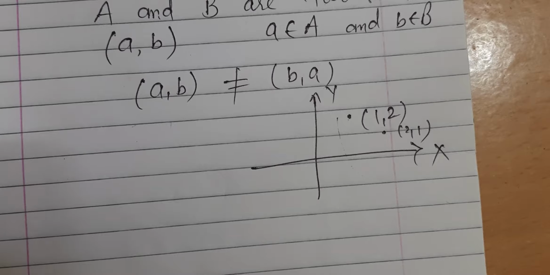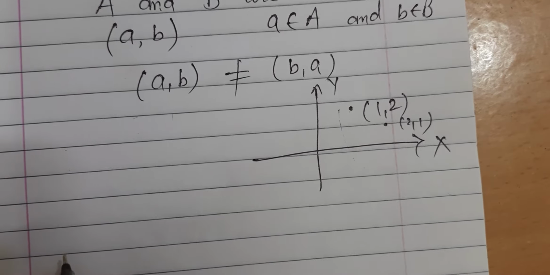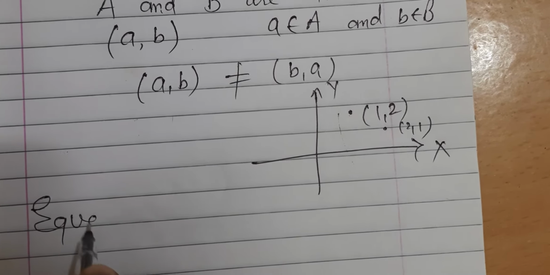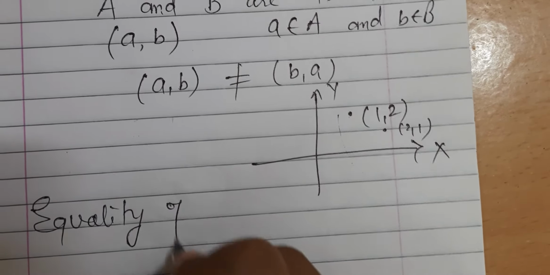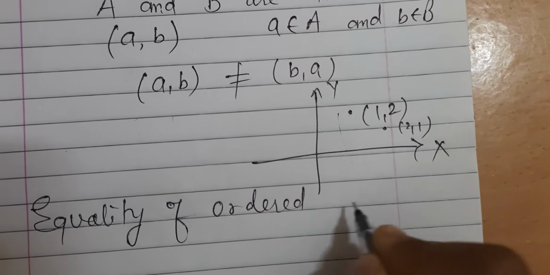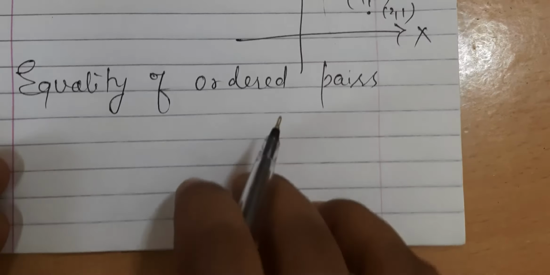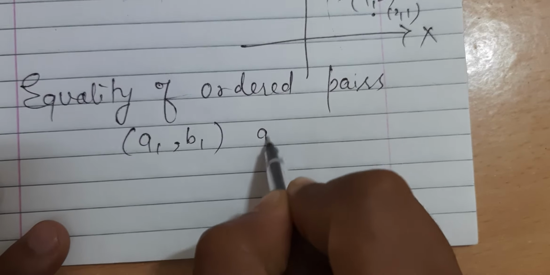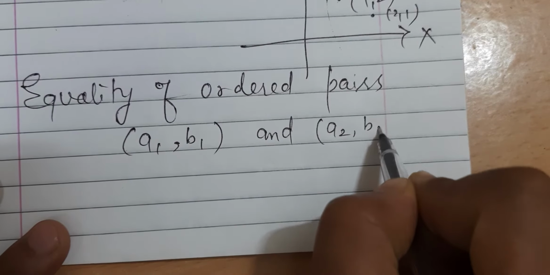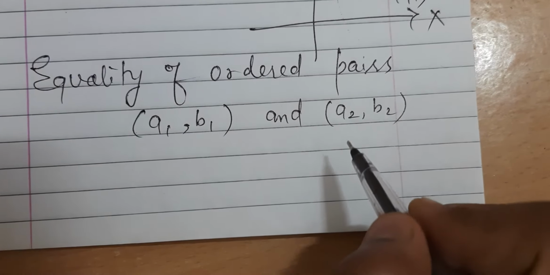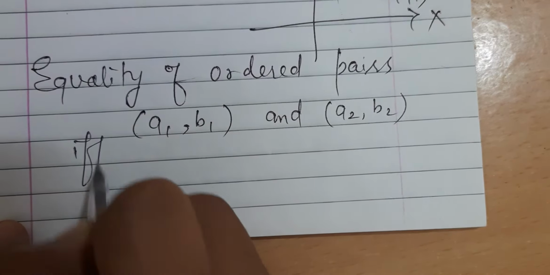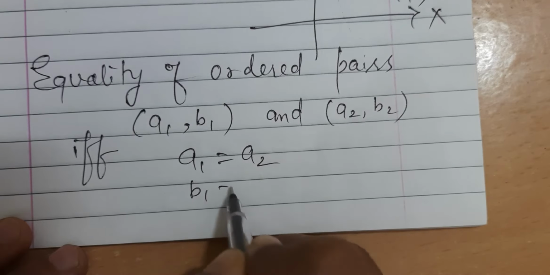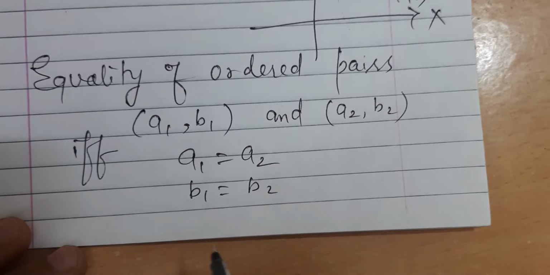Now, when are two ordered pairs said to be equal? So we will discuss the equality of ordered pairs. If we are given two ordered pairs (a1, b1) and (a2, b2), they are said to be equal if and only if a1 is equal to a2 and b1 is equal to b2.